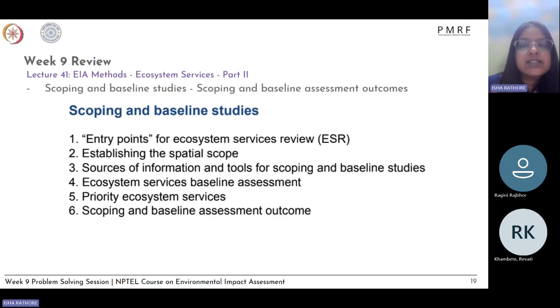So your scoping and baseline study outcomes include your entry point for ecosystem service review, or ESR. You establish the spatial scope, which we discussed previously, the sources of information and tools for scoping and baseline studies which you have used, the ecosystem service baseline assessment, priority ecosystem services which you have identified, and the scoping and baseline assessment outcomes. You include all of that in the report.